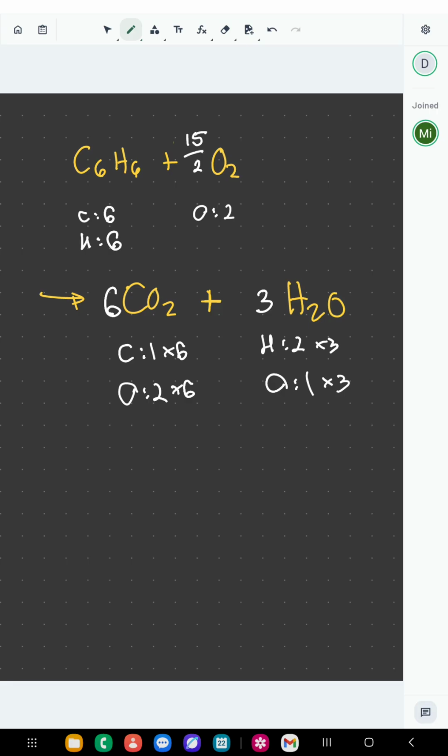Where? The oxygen? Okay. On the right side, how many oxygens? 12 plus 3, 15. Okay, that one. But you can multiply that by 2, all of it by 2. This would become 2 C6H6, 15 O2, then 12 and 6.